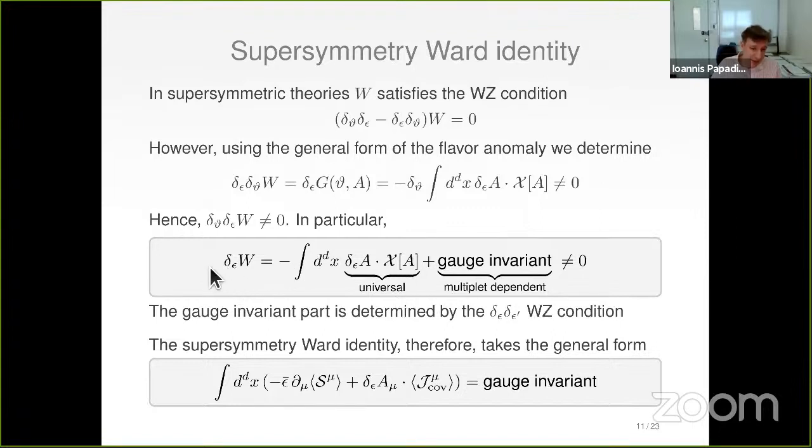And this implies that the supersymmetry variation of the effective action takes this universal form. There is a universal piece that depends on the Bardeen-Zumino polynomial, plus a gauge invariant term that depends on the specific multiplet and is determined by the supersymmetry Wess-Zumino condition. As a result, we can write down the Ward identity for supersymmetry, and it takes this universal form. There is the supercurrent, and this term here combines into the covariant current for the flavor symmetry, and then there are gauge invariant terms on the right-hand side. So this form is universal.